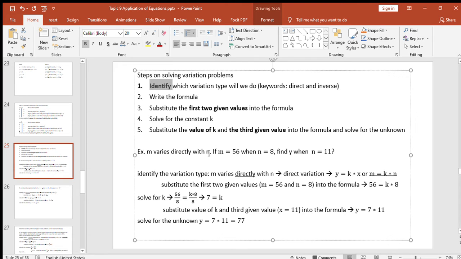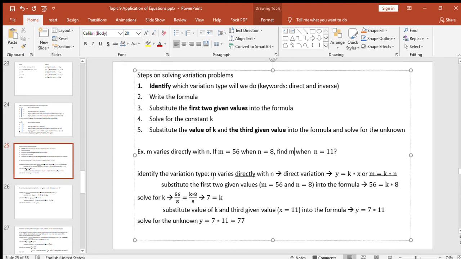So let's say we have m varies directly with n. If m is equal to 56 when n is equal to 8, find m when n is equal to 11. Again, I use different variables, but this is your y, this is your x, just in case you don't know. So let's first identify the variation type.